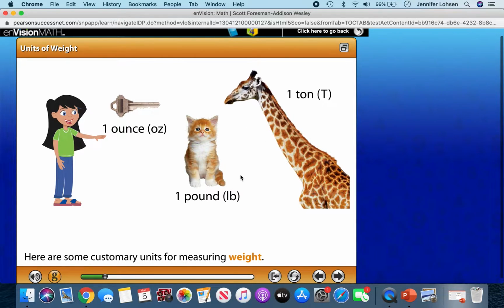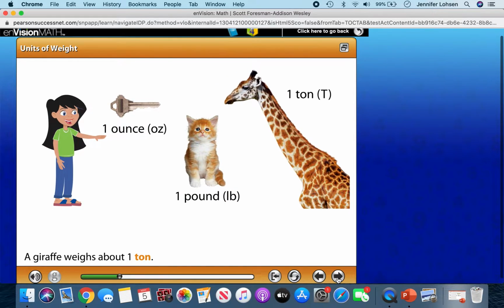1 ton, if you guys remember, there's a huge difference between 1 pound and 1 ton, which is represented right here between a kitten and a giraffe. If you stood the kitten up next to the giraffe, it would not be very tall in comparison. 1 ton is actually equivalent to 2,000 pounds. So think about how much you weigh and think about that in comparison to 2,000 pounds. There's a huge difference between pounds and ounces.